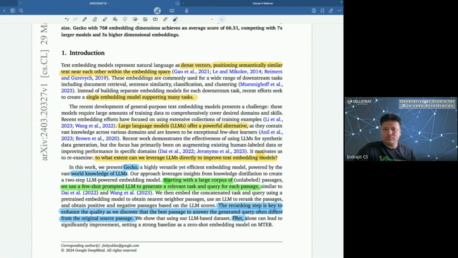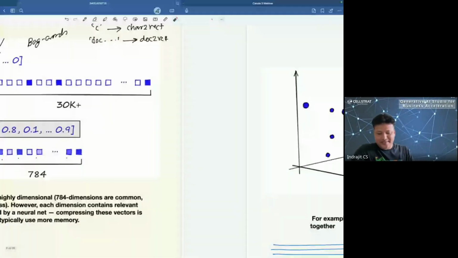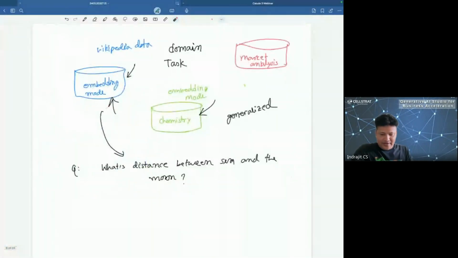So, Indrit, what you're saying, the paper is saying that for a specific domain, they are generating data or other content, and they are using that to embed it again. Correct. I will show you guys a diagram here that will clarify it.